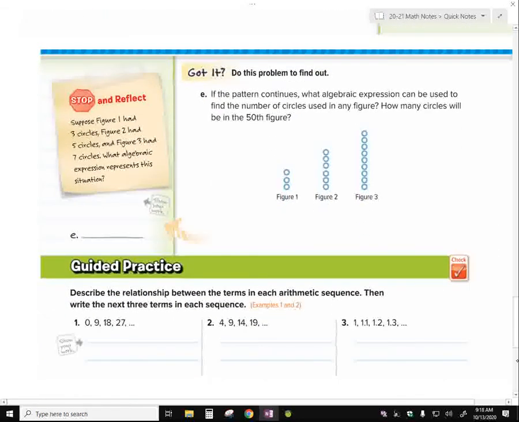All right, now here's the one that was the only part that confused anyone last period, so hopefully we're able to make sense of it here. If the pattern below continues, what algebraic expression can be used to find the number of circles used in any figure? How many circles will be on the 50th figure? Figure 1 has 3 circles. Figure 2 has 3 and 3, which is 6. Figure 3 has 9. So what's it increasing by? 3 for each position, right? So 3n is going to be our algebraic expression.